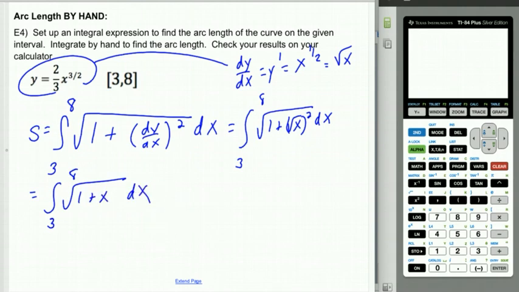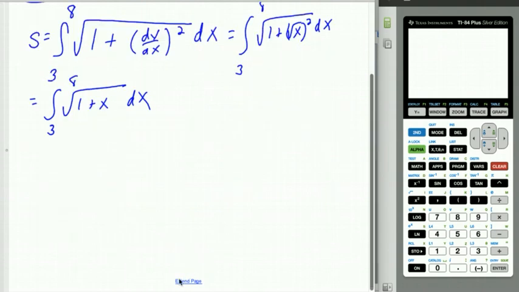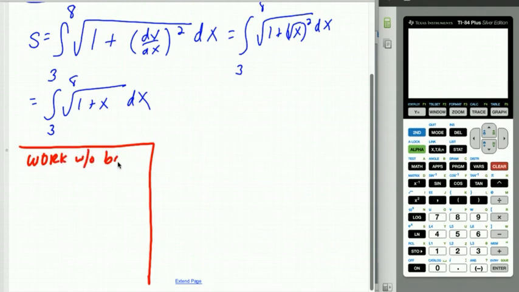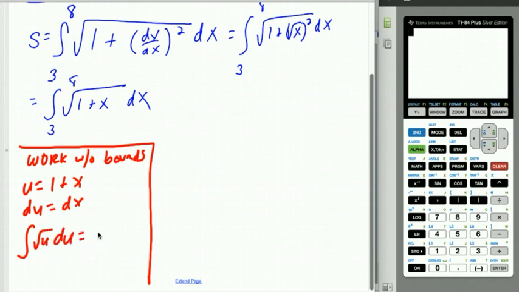So this is fairly basic u sub. If you want to cheat and just do the work, I'm just going to do the u sub work without the bounds. You could probably do this u sub in your head, but the u is x plus 1, and that makes the du just dx. So basically, this integral becomes root u du, which is going to become 2/3 u to the 3/2.